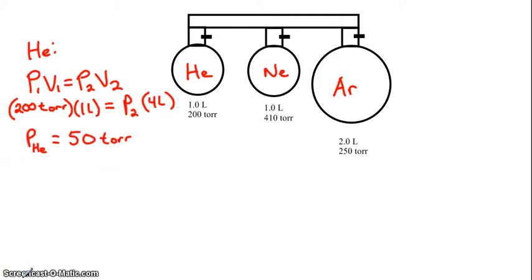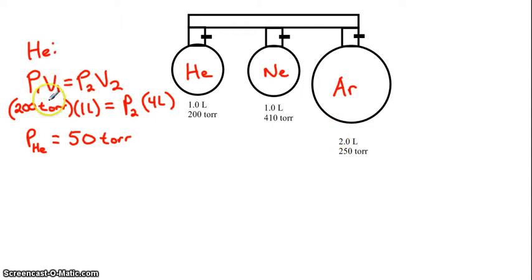Using Boyle's law for the information we're given about helium, helium's pressure is 200 torr when the stopcock is closed. Helium has a volume of 1 liter when this stopcock is closed. But once this stopcock is opened, the molecules of helium will leave this flask and diffuse into the other 2 gases. So the final volume of the helium spread out over the entire 3 flasks would total the volumes of all 3 flasks. 1 plus 1 plus 2 is 4.